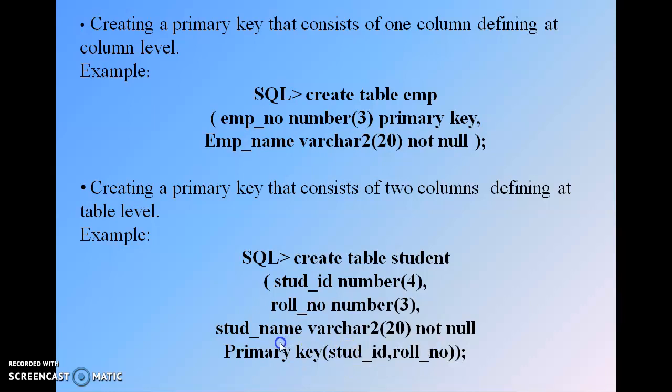This declaration indicates that after declaring all the columns, we declare which columns are the primary columns, which columns are used to set the primary key constraint. Here, a primary key constraint on a single column is defined at column level, and a primary key constraint applying on two columns is defined at table level. Okay.